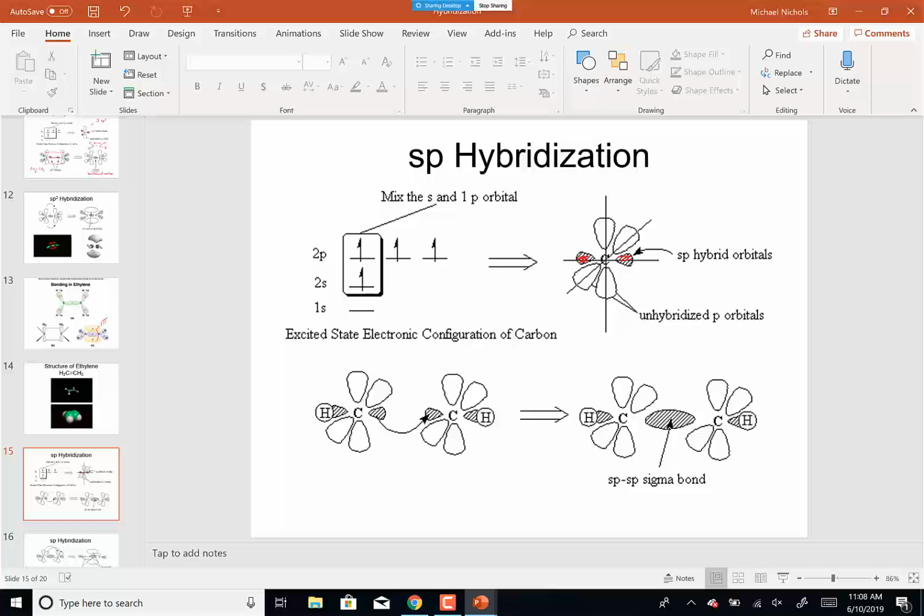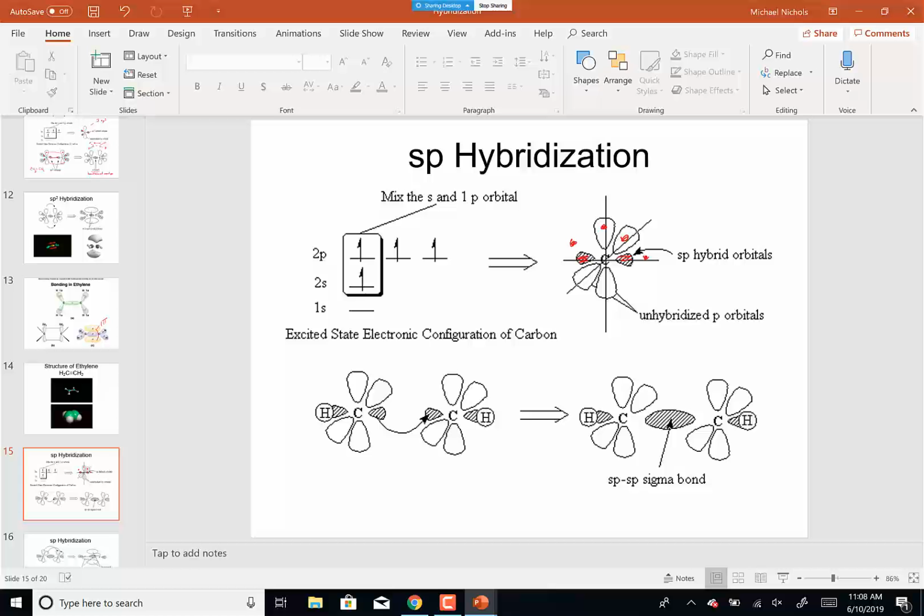What's left over? Two unhybridized p orbitals. They're going to go on the x and y coordinates, or y and z coordinates, and they're just going to be normal lobes. So in that carbon, one electron here, one electron here, one electron in those two lobes, one electron in those two lobes. So still 4 electrons around the carbon, but every hybrid orbital gets an electron. And then the p orbitals get the other.